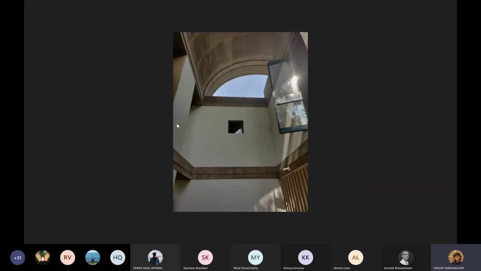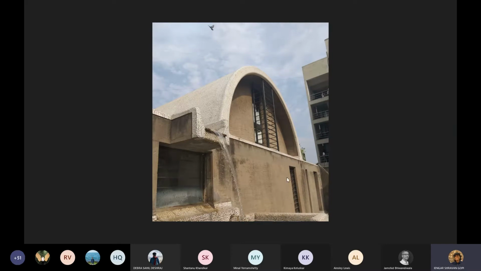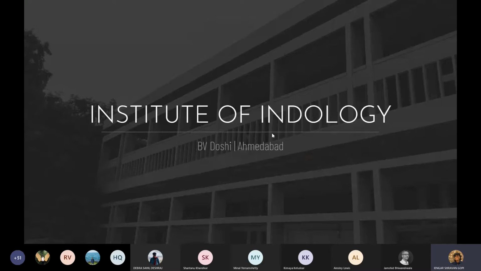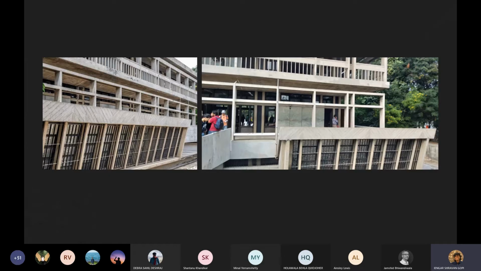And this is a view from the bottom, and then you also have these sort of windows. We tried our best to include the most of Sangath with the pictures we had, but yes. The Institute of Indology, V.V. Doshi.